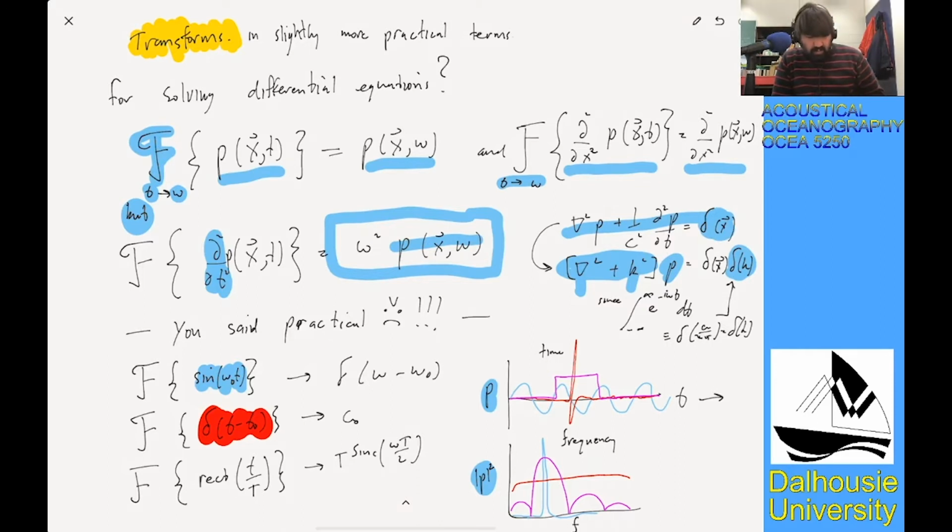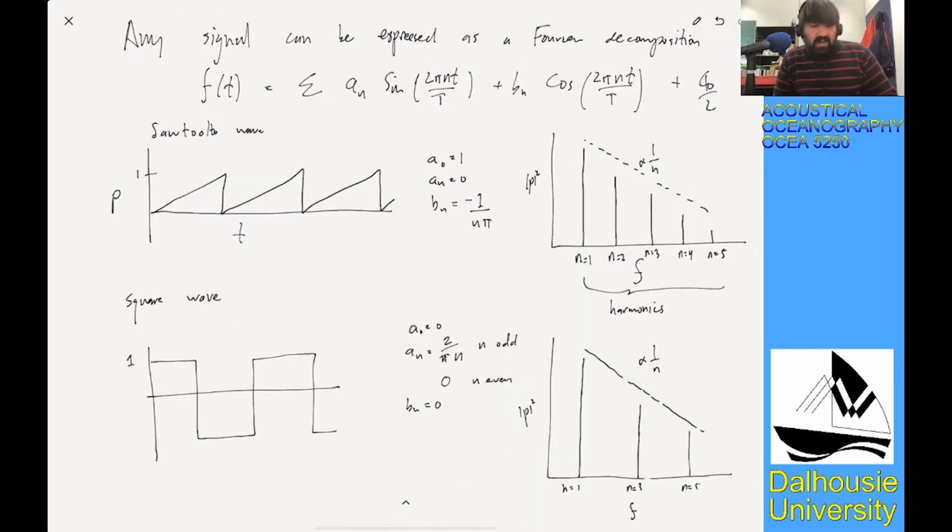Okay, and I've put one more here. I put a little function called rectangle, some rectangle function with some time period, capital T, and that's drawn here in the time domain up top. And then down below, you can see that, interestingly, it looks like a sinc function, sine x over x being the sinc function. But when we take the square of that, it looks sort of like this fringing pattern type function, where you get a spread out version of the delta function. So any signal can be expressed as a Fourier decomposition or as a Fourier series here. And I've written this out mathematically right here.